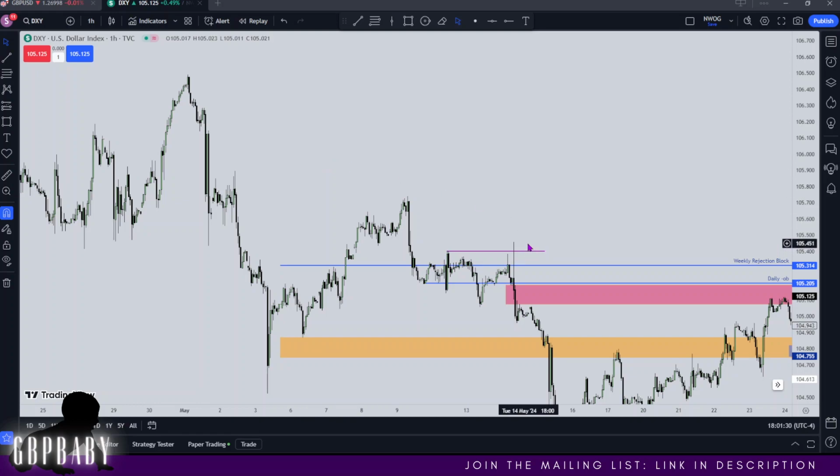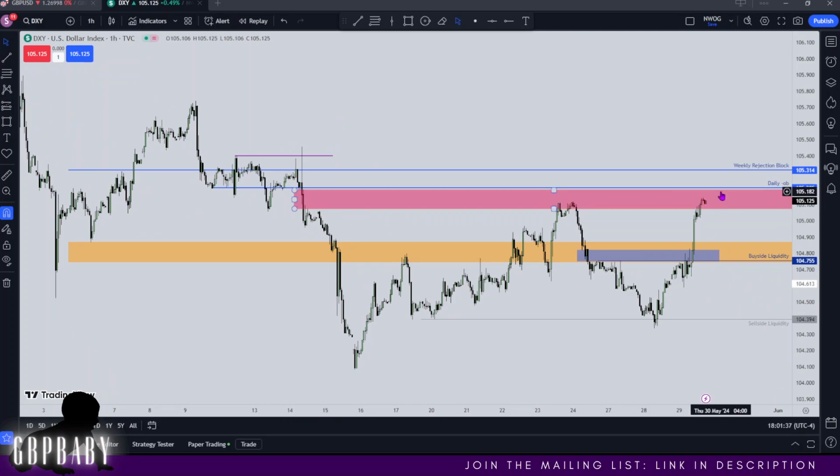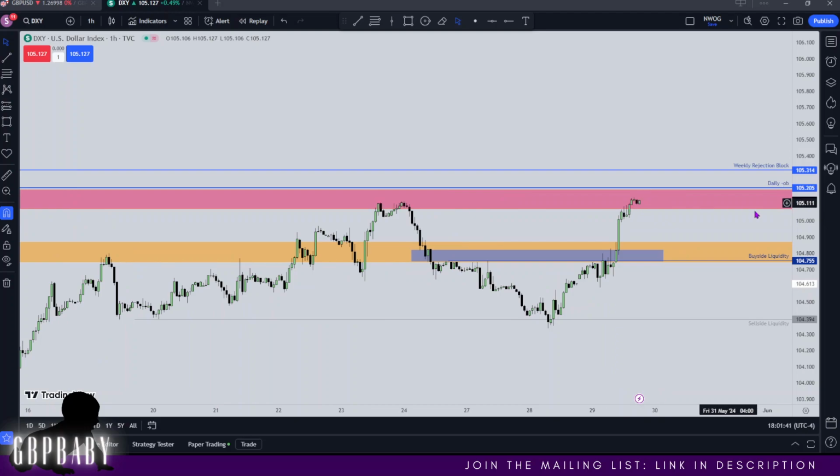Now, I am planning on making an IPDA data range video so we can get a better look at price soon. But generally speaking, I'd like to think that it can respect this consolidation. Remember, this is a consolidation. This 4 hour fair value gap and this bearish order block will do its job. But obviously, we'll have to wait and see.